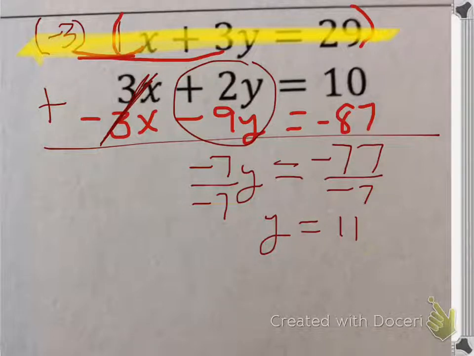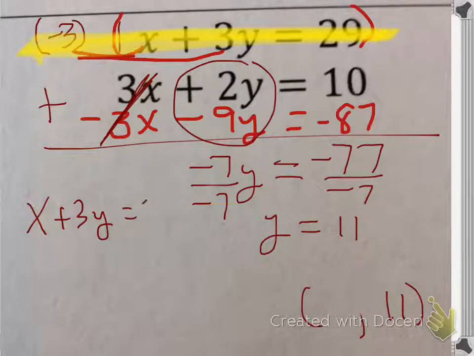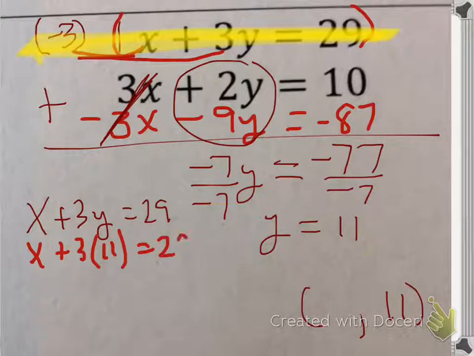So I'm not all the way done here because if you remember, I need an x and a y. My y is 11, but I need an x value. So I'm going to go back up and pick one of the two original equations to substitute back into. I'm going to go to that top one that said x plus 3y equals 29. And I'm going to substitute back in. So instead of y, I'm going to put 11.